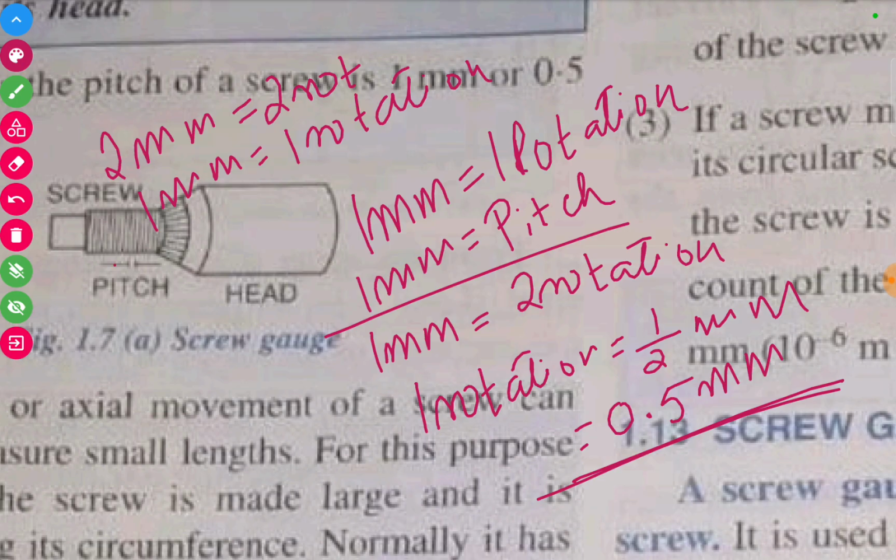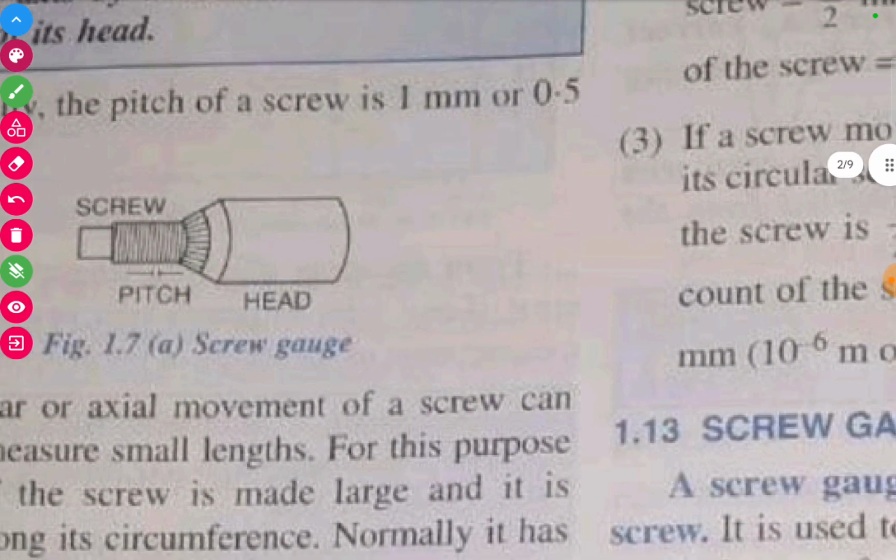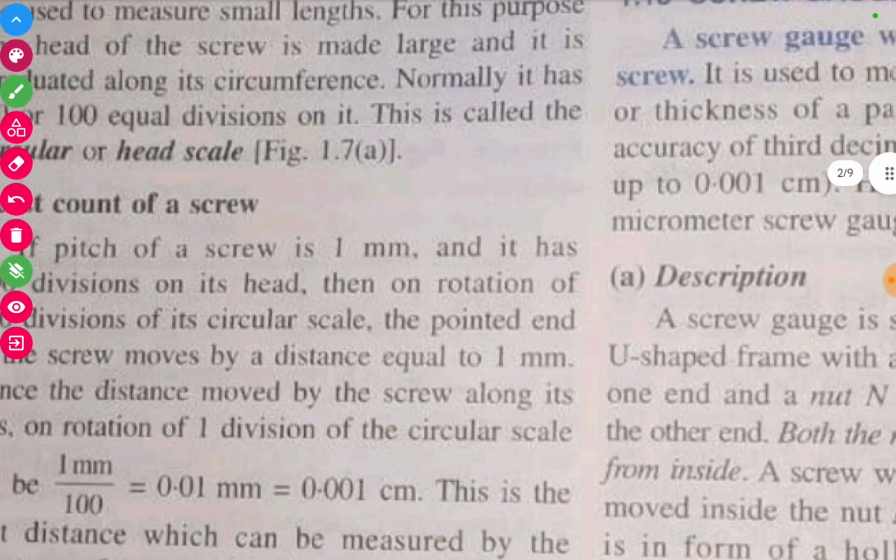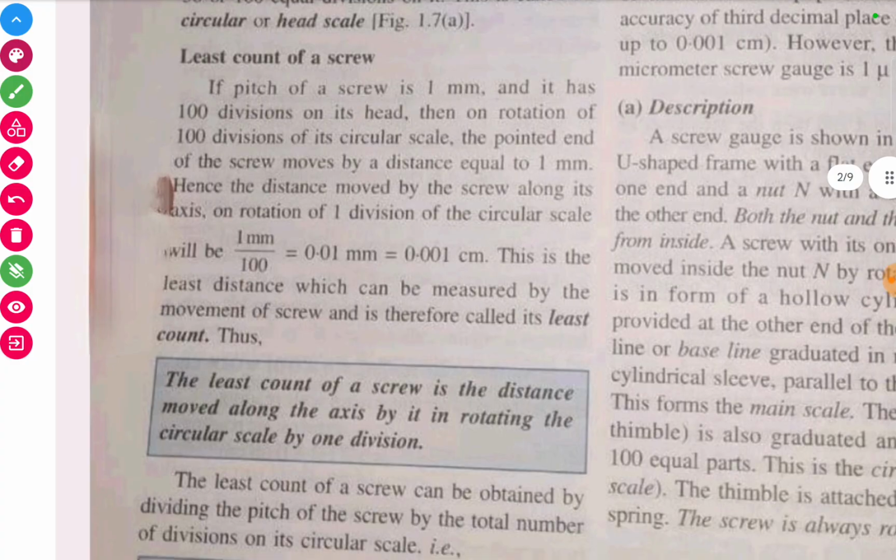The pitch will be 1 millimeter. So in this way you should know how to find out the pitch. Okay, so first thing, I have already told how to find out the pitch. Now let's find out the least count of a screw gauge. What will be the least count here?